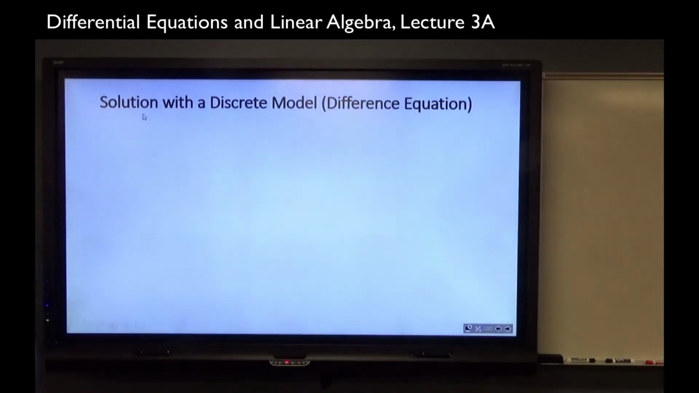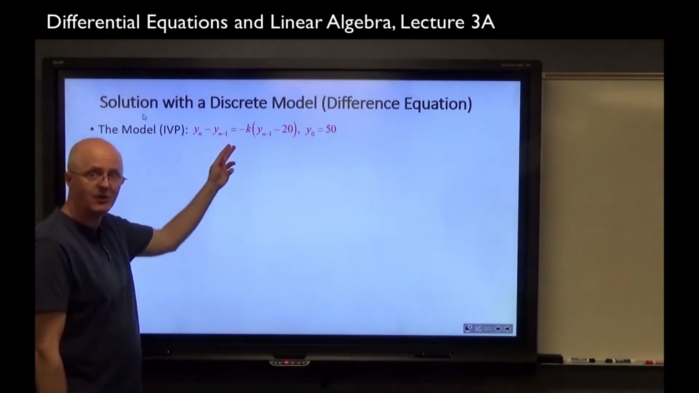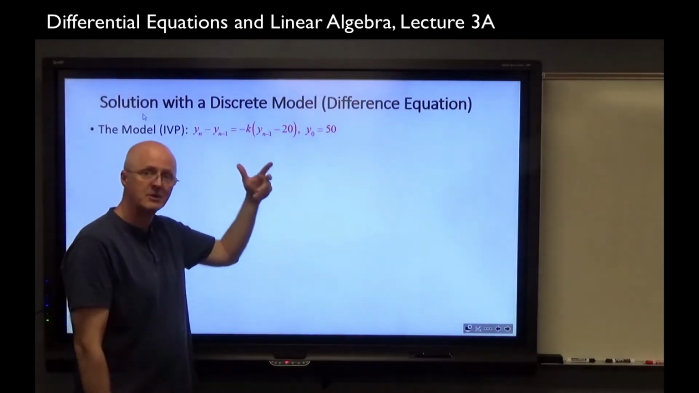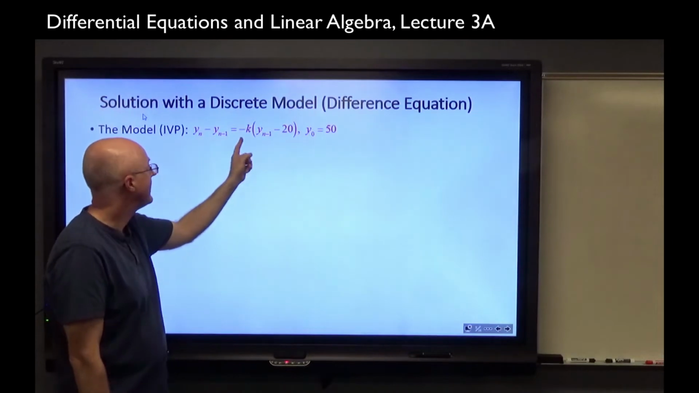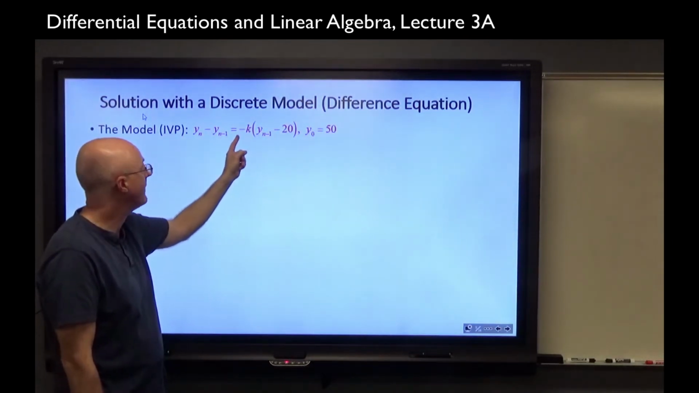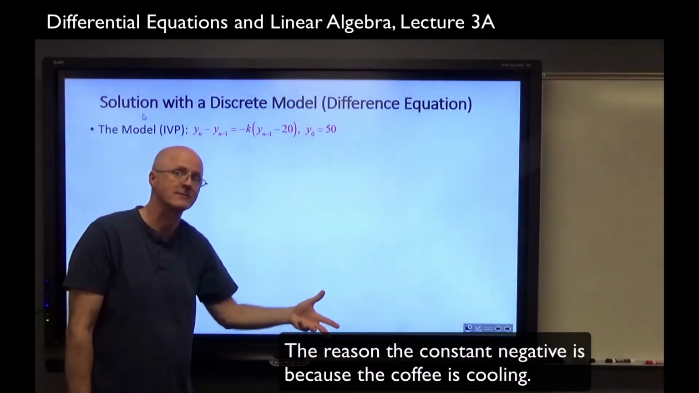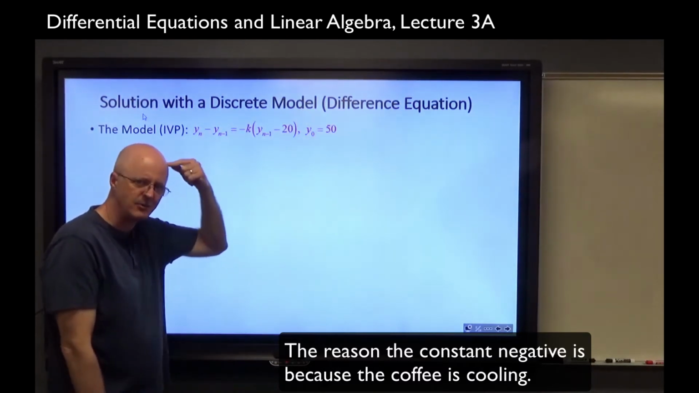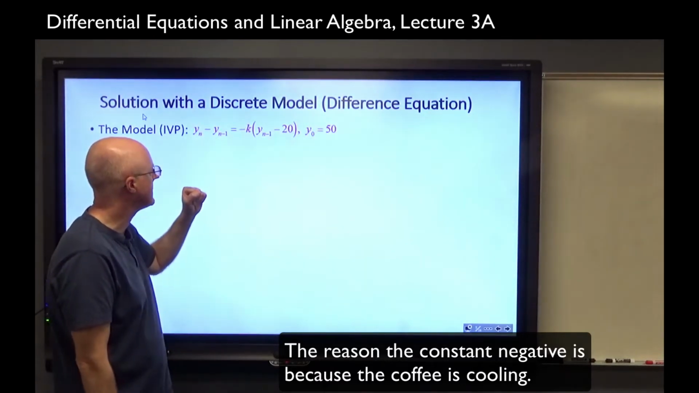Solution with a discrete model. What is, first of all, the IVP? Here it is. Here's how I wrote it. yn minus 1 is the difference in the temperature from n minus 1 to time n. It's proportional to this difference with a constant of proportionality that I'm emphasizing is negative by writing it as negative k, where k itself would be positive, so that negative k would be negative. Now, you don't have to do that. You could just write a k and in your mind pretend k itself is negative. But the key thing is the constant of proportionality itself must be negative.